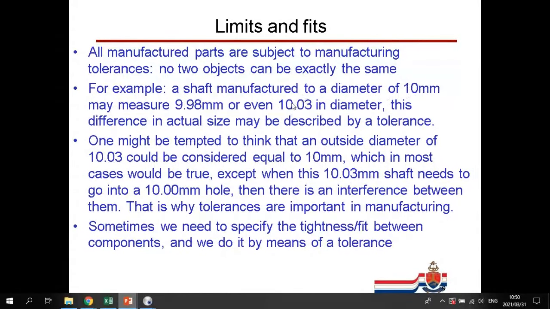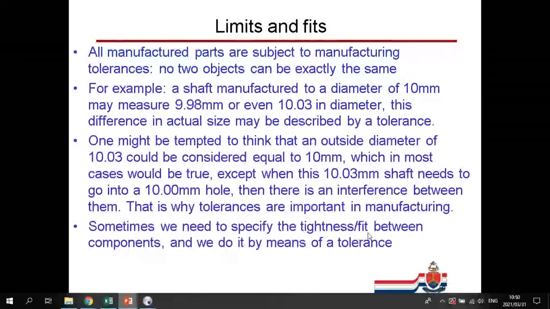But one has to look at these small decimals, because you might be tempted to think that 10.03 is close enough to 10. But you might get a problem when a 10.03 shaft needs to fit into a hole that is 10.00, which will have a bit of an interference between them. And that is why these tolerances on the dimensions are important in manufacturing. So yes, these are for manufacturing purposes that we put those there.